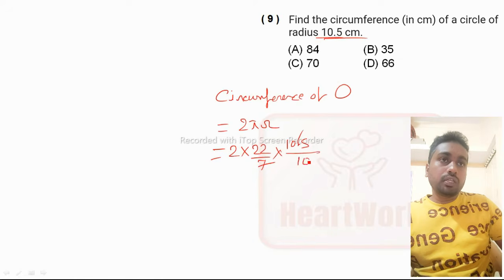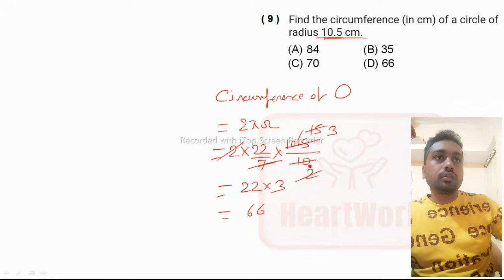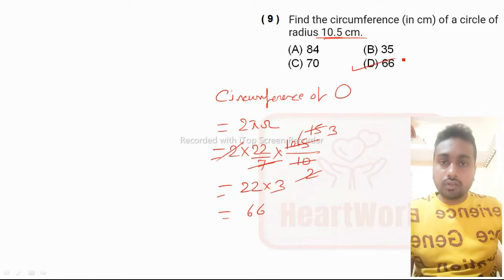You can do it like this. You can put 110 here, and 7, this is 15, then 15, 3, this is 2. Like that you can solve, and 22 into 3 is equal to 66 centimeter. Option D is the right answer.